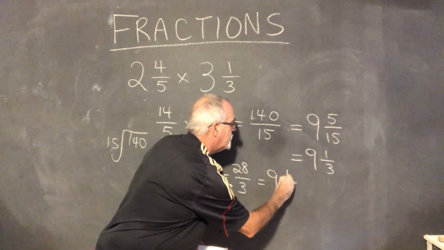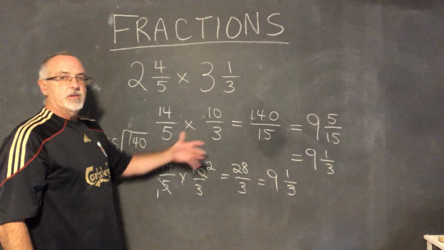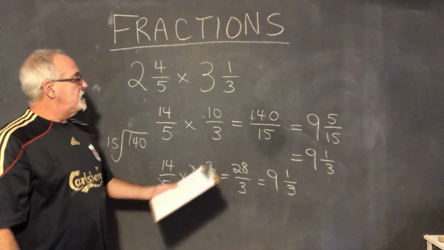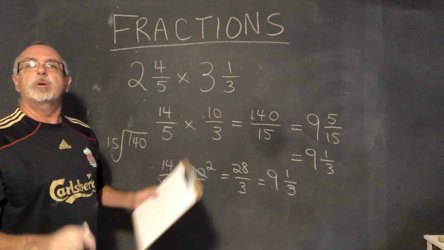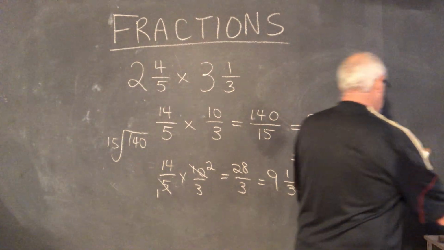28 minus 27 is 1. Denominator stays the same. Doing it both ways works as a verification, makes me feel confident in both of them. I like that. Okay, those were multiplication. Now I'm going to do a division. I have just enough time to do a couple of divisions.